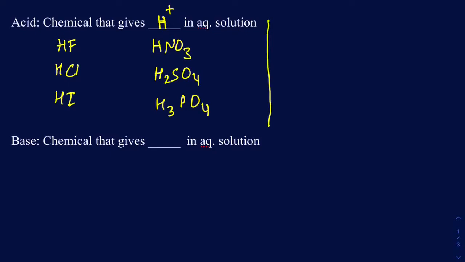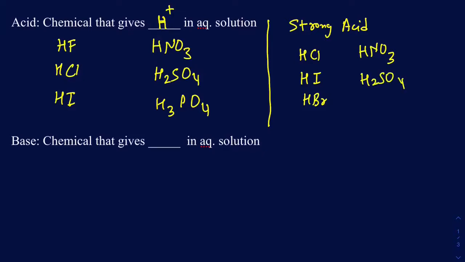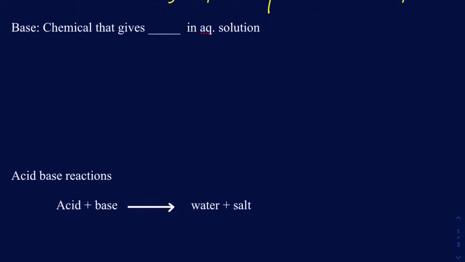And make sure you know your 6 strong acids from the list of the Arrhenius acids. Out of the 6, 3 of them are binary acids: HCl, that's hydrochloric acid, hydroiodic acid, and hydrobromic acid. And then you have 3 oxyacids that are considered strong: HNO3, that's nitric acid, sulfuric acid, and perchloric acid, HClO4.